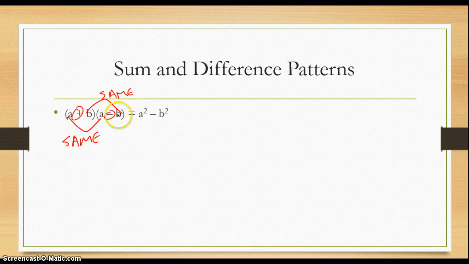That means that if you're going to FOIL something, your middle term is canceled out, and it will cancel out. Okay? So we can prove that to you. So for example, if we had, let's say t plus 5 and t minus 5.